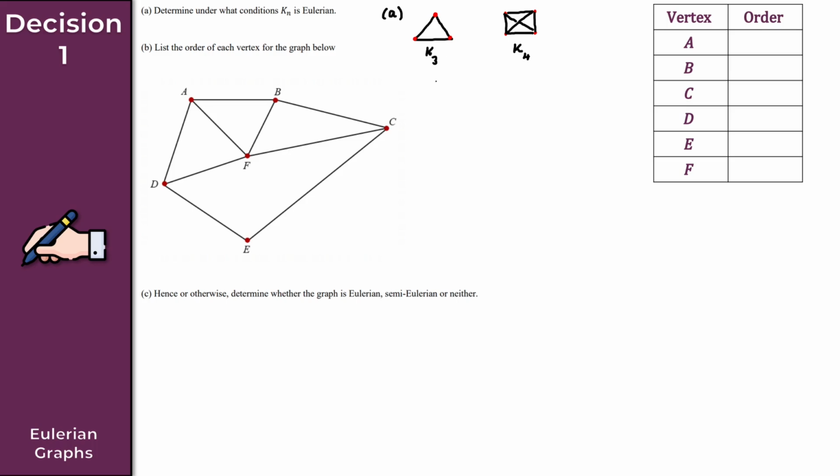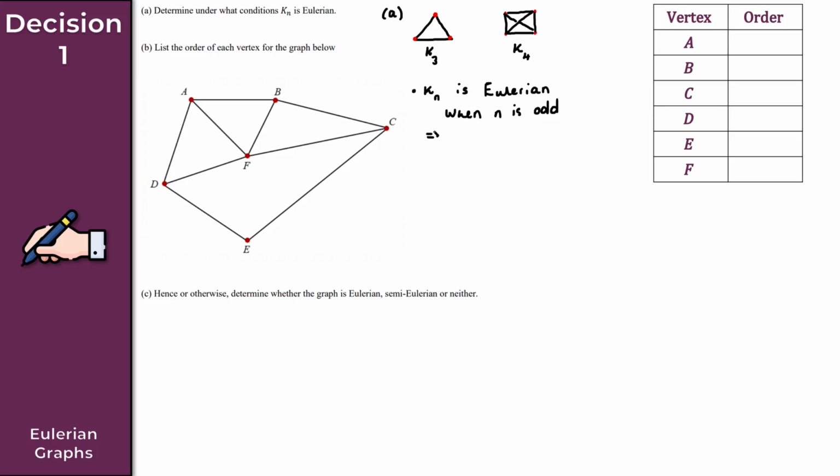So let's just make a point here then. So Kn is Eulerian. So Kn is Eulerian when n is odd. Okay, now why is that the case then? Well, when n is odd, each vertex will have degree n minus 1, and therefore in that case then, it'll be even, right?